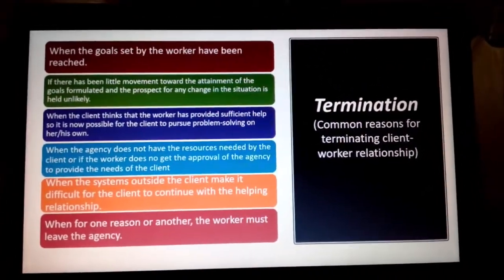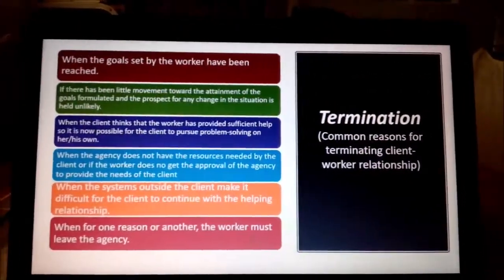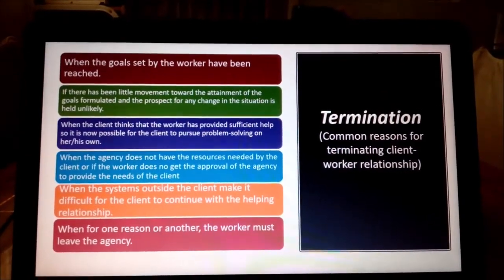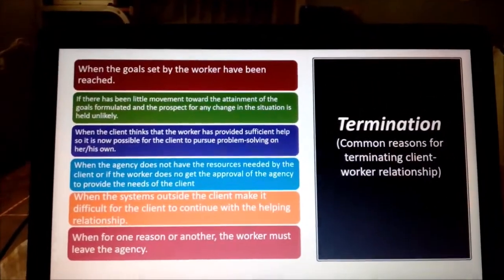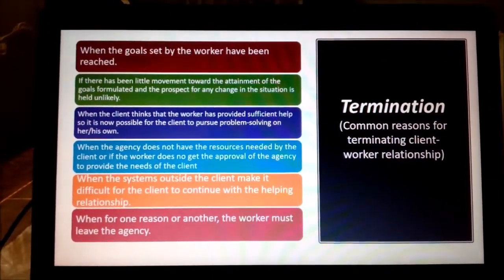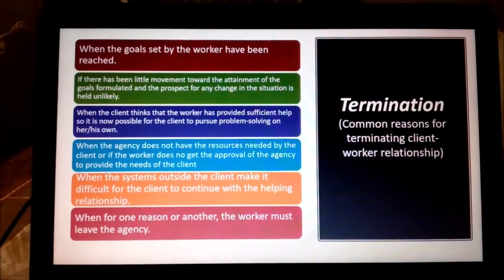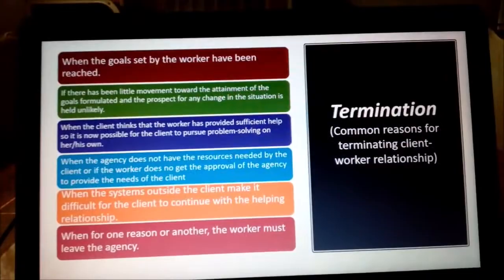And the sixth one, when for one reason or another, the worker must leave the agency. So, this is the saddest part of social work. Kung talaga na-work yan sa community, the last option will be termination or the negative aspect, which is need to leave the agency, you need to find another one. So that's the 6 processes of social work.